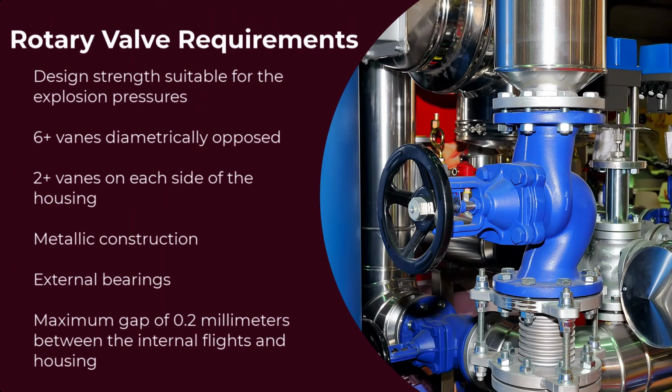A rotary valve intended for use as an explosion isolation valve must meet certain criteria as listed in NFPA 69. These include design strength suitable for the explosion pressures that could be reached, a minimum of 6 vanes diametrically opposed, with at least 2 vanes on each side of the housing in the position of minimum clearance at all times, metallic construction unless otherwise tested, and, to ensure no flame passage, external bearings as well as a maximum allowable gap of only 0.2 millimeters between the internal flights and housing.